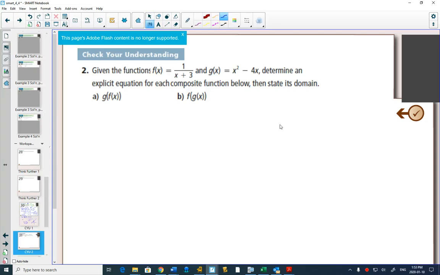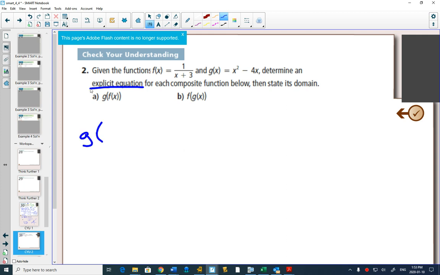Example number 2. Given the function f of x and g of x, determine an explicit equation. So we've seen this now a number of times, but it's still an important definition that I'll highlight every single time. That means your equation on the right-hand side will only have x's. And then we want to state the domain.